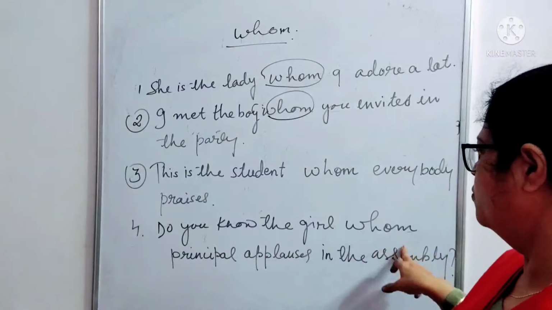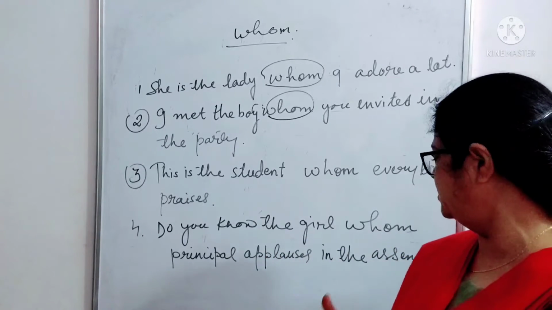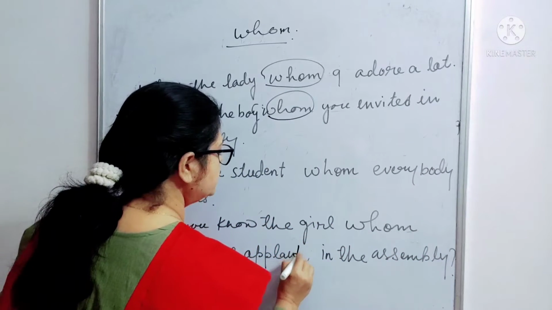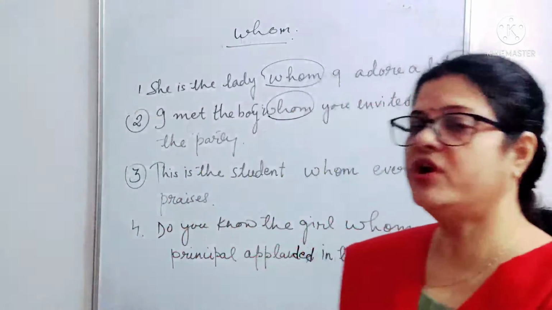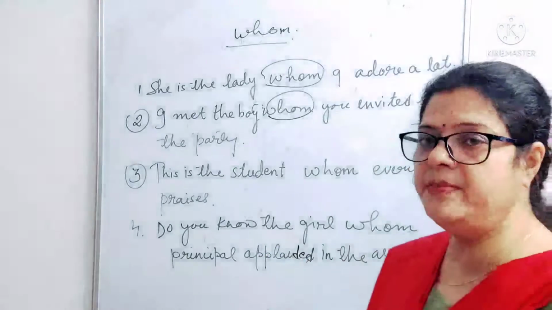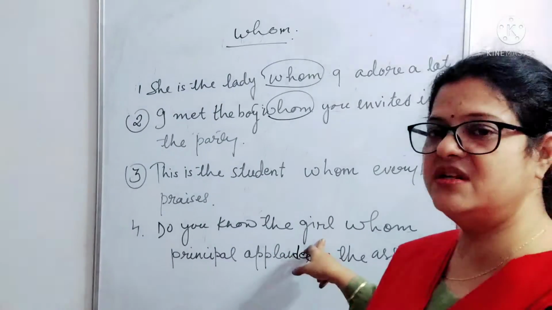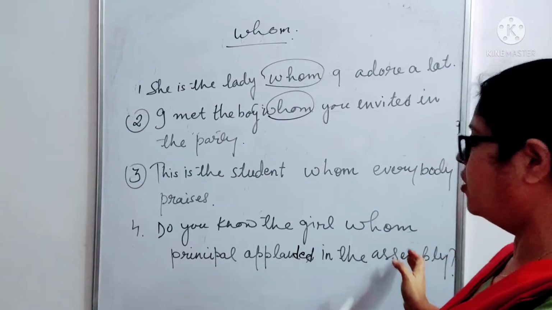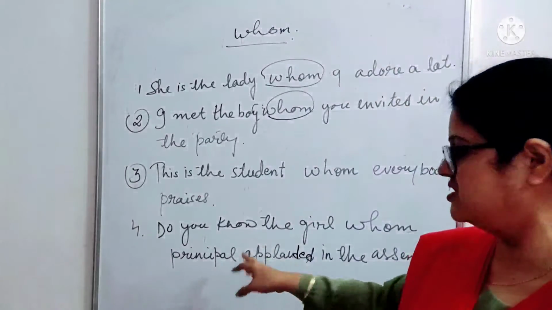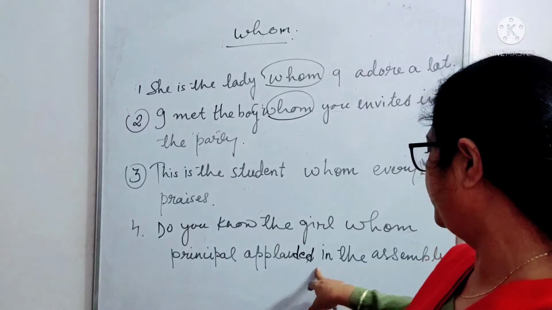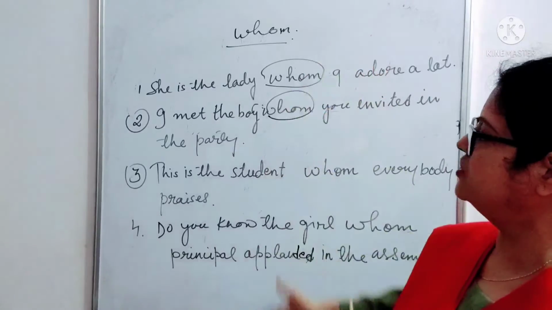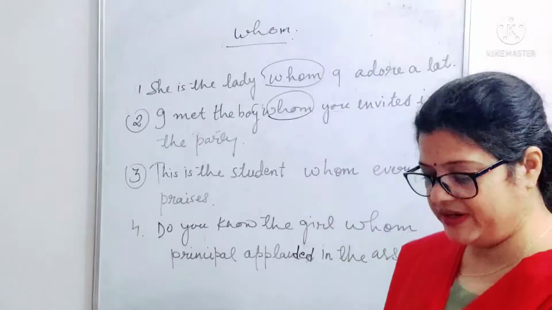Do you know the girl whom a principal applauses in the assembly? Sorry, I have written applauses, but it should be applauded. Applauded means to praise someone. Do you know the girl whom the principal applauded in the assembly? In this sentence again we see this girl is not the subject, because the work of applauding is done by the principal. So the principal is the subject in this sentence, and he is applauding whom? The girl. So here we see whom is taken as an object in the sentence. Okay, so hope it has become clear to you.